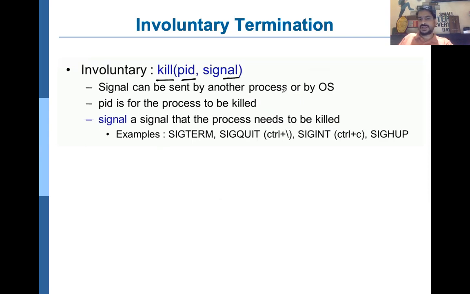A signal can be sent to another process by the operating system. This signal will be useful to send to another process. So the signal says that the process needs to be killed. There are different signals that can be applied here. We don't have to look at all the signals, but this is the syntax of the kill system call, which is going to kill a process by its process ID.